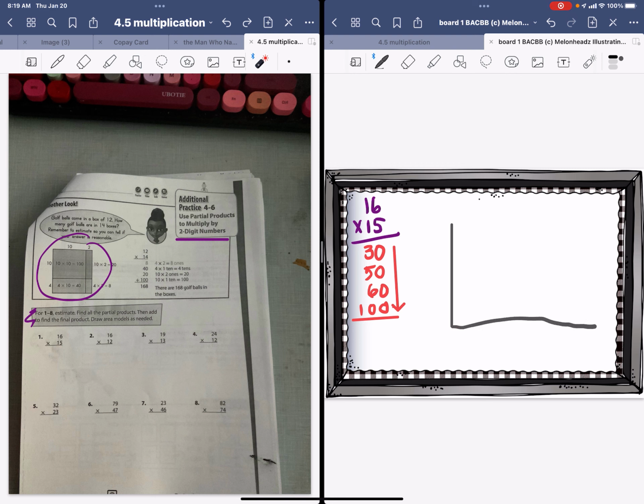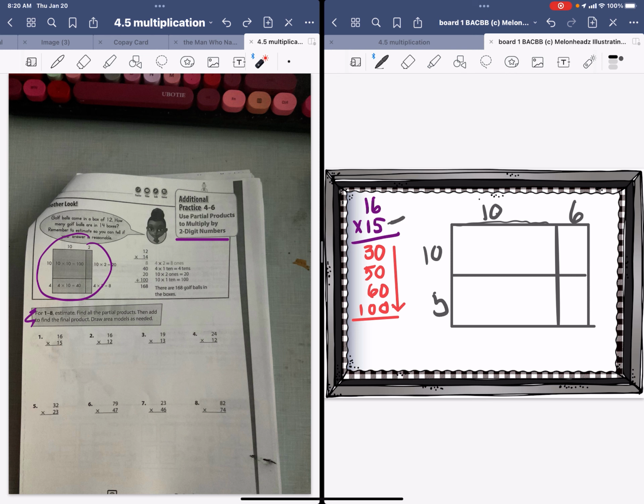This way, and this way, and then this way. Okay, so I've got to draw 16. I've got to do 16 up top, so I've got to do 10 and 6. Now, if you've forgotten, remember that the 10 side's going to be a little bit bigger because 10 is a greater number than 6. And then down on the bottom, I'm going to do 10 plus 5, or 10 and 5.